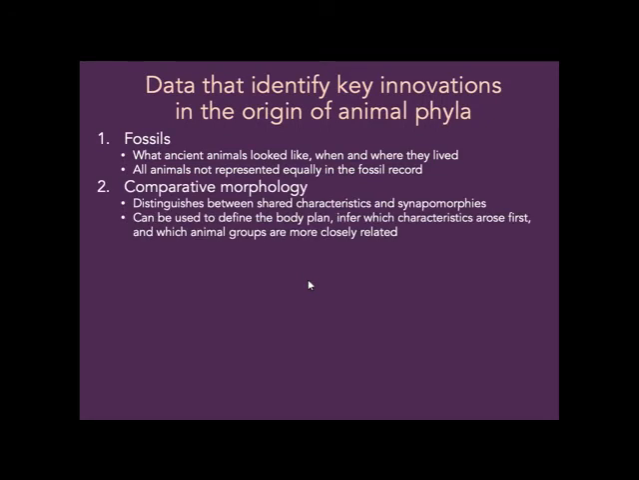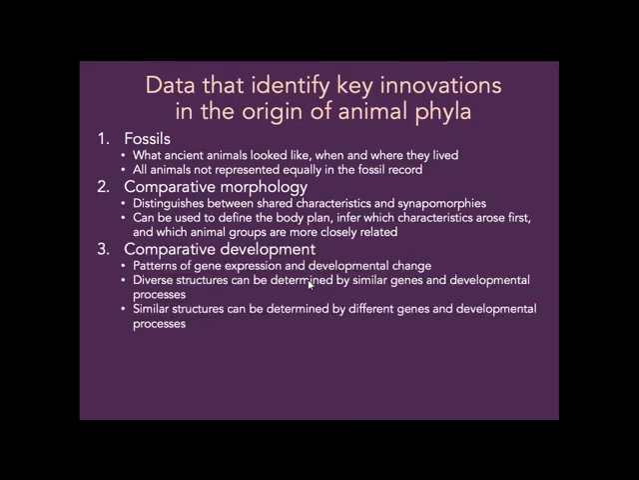All right, the second kind of evidence we use comes from comparative morphology. And so morphology just refers to anatomy. So this is comparing shared characteristics and synapomorphies in anatomy, and we can use this to define the body plan, meaning stuff like how many legs you got, you know what I mean? How many antennae do you have? Just structural aspects of how animals are organized. And then we can infer which characteristics arose first and which animal groups are more closely related to each other than which ones. The third thing we can use is comparative development. So we can see from the time that you have a fertilized egg how the different blocks of cells grow into different structures.